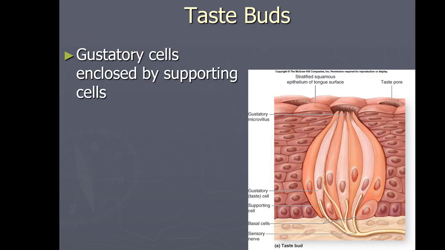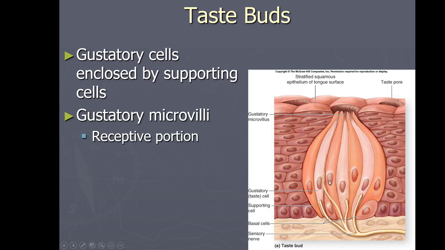All right, taste buds. A taste bud is a collection of cells. It has supporting cells surrounded by gustatory cells, which actually sense the taste. At the tips, which would be on the surface of your tongue, you have these little microvilli. These are what actually respond to taste. So gustatory microvilli respond to taste. And then when they sense it, that stimulates these neurons, and the action potentials are transmitted back towards the brain to let you know what something tastes like.